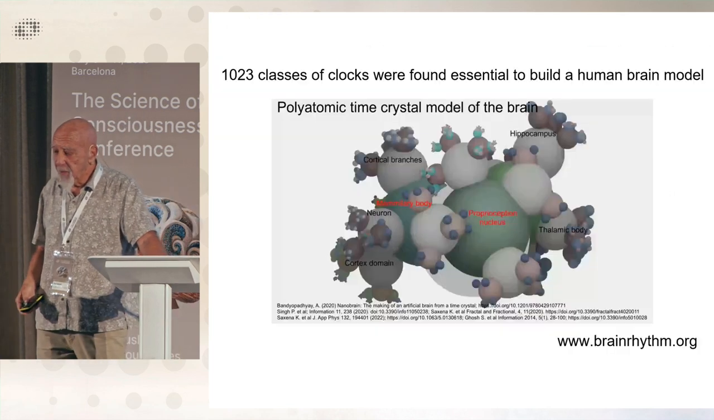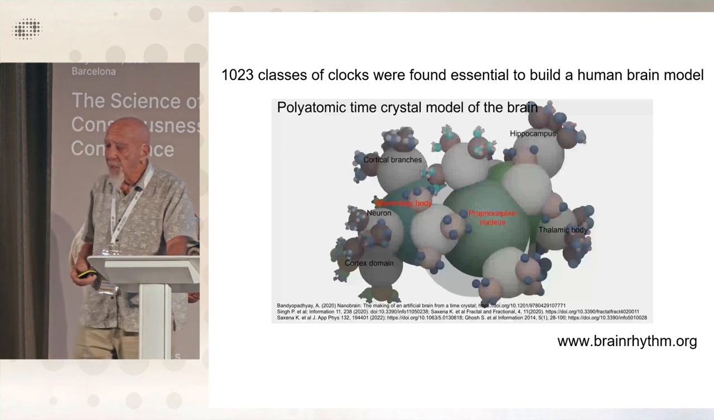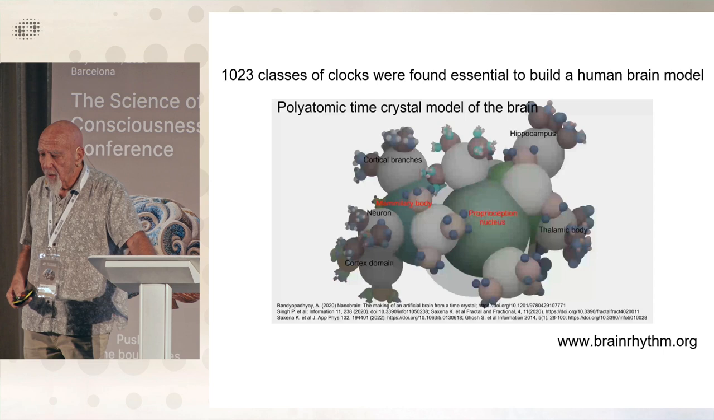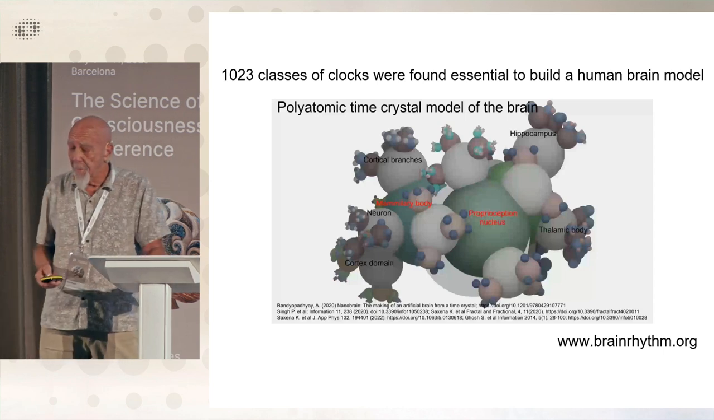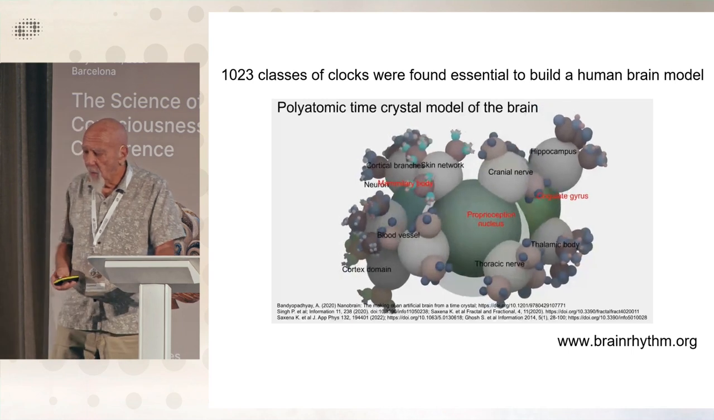So let's see if this is going to run. He found 1,023 classes of clocks essential to build a human brain model. And here's a polyatomic time crystal model of the brain, but it doesn't look like it's going to run. So we'll move on. Oh, there it goes. Okay.